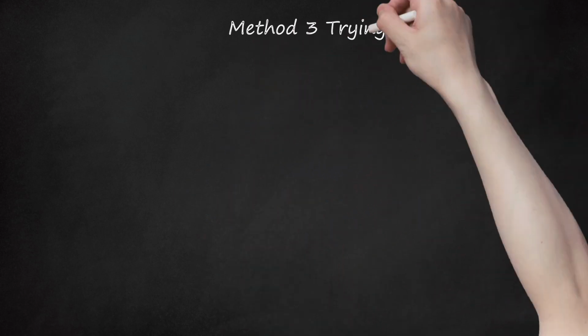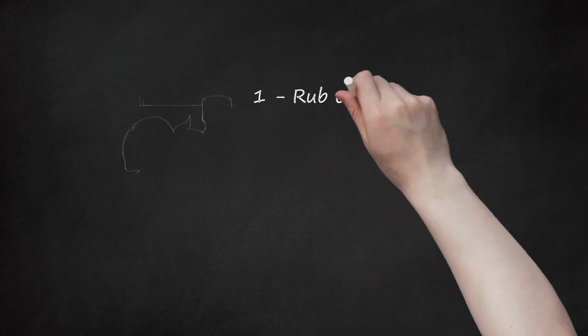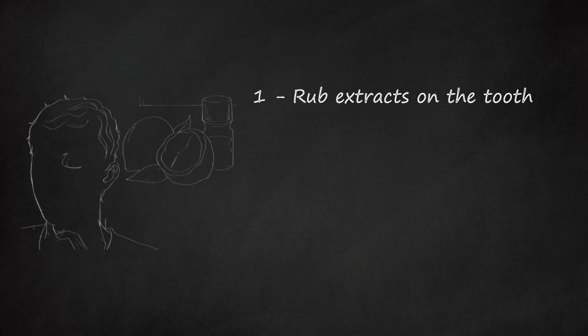Method 3. Trying natural remedies to help with cavity pain. 1. Rub extracts on the tooth. One way to help relieve pain from a cavity is to use natural extracts. You can use vanilla, almond, peppermint or lemon extracts to relieve pain from a cavity.